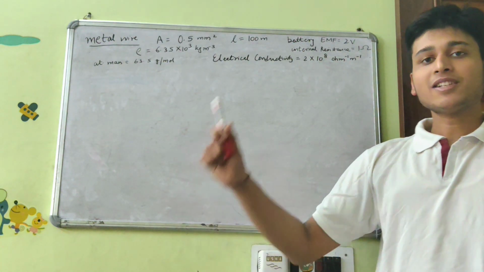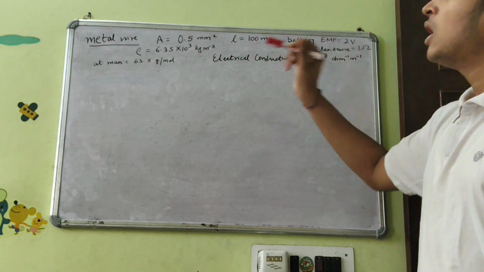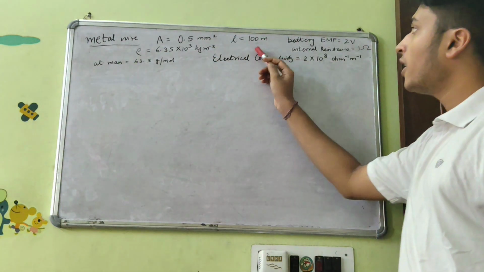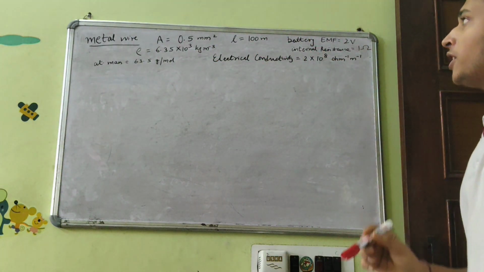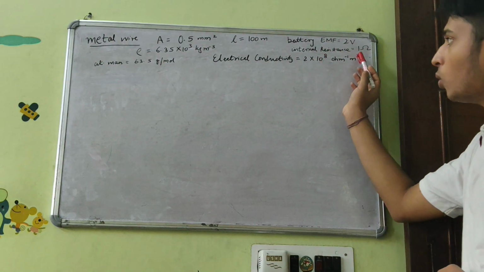Hello everyone, let us solve this question. Here we are given that there is a metal wire of cross-sectional area 0.5 mm square, length 100 meter. It is connected to a battery of EMF 2 volts and internal resistance 1 ohm.